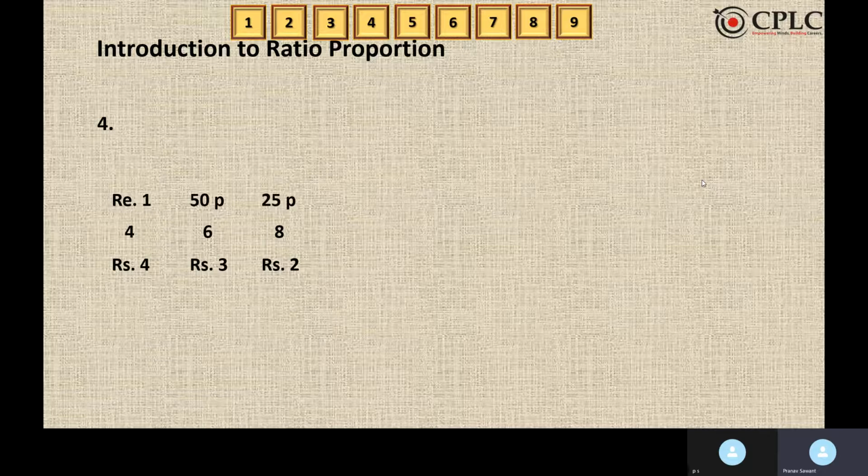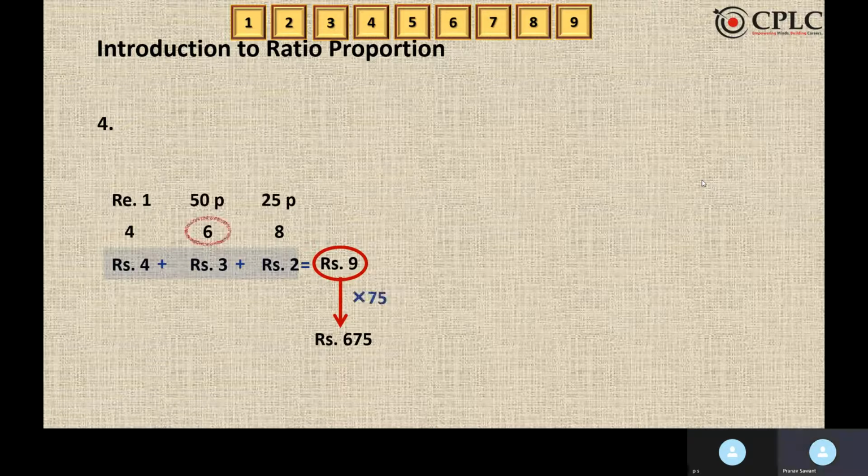Similarly, if we have 8 coins of 25 paise, how many 1 rupee coins can we form? We can form 2 1 rupee coins. The addition of this is equal to 9 rupees. Now, they have said that the total value is 675. This means 9 is equal to 675.